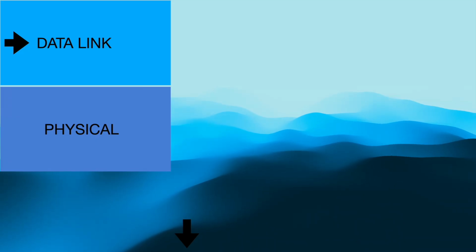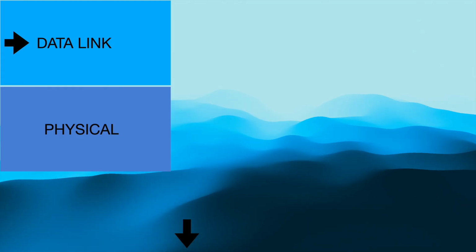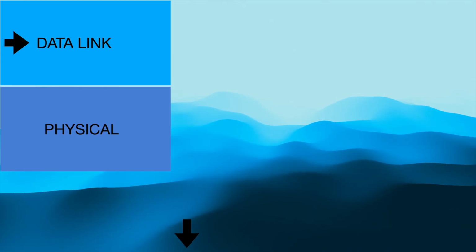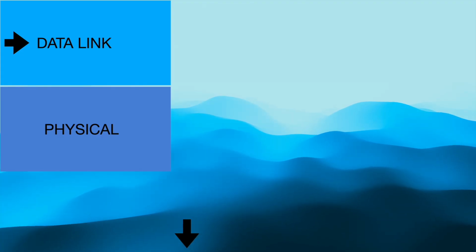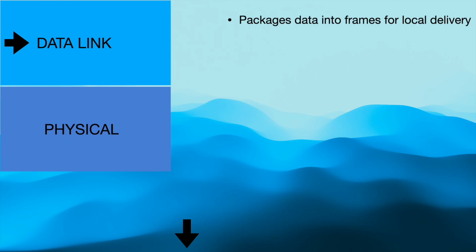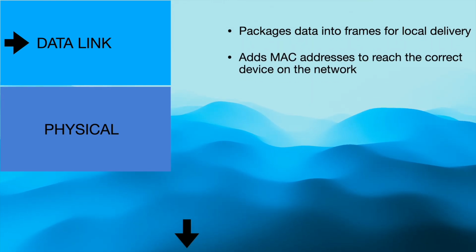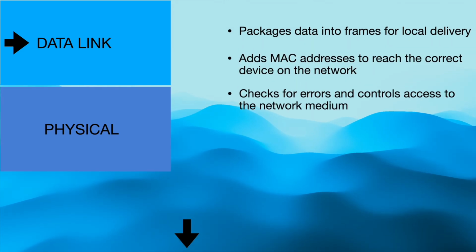And then the data gets passed down to the data link layer. This is where the data gets turned into frames and gets a MAC address for local delivery. It adds a new source and destination MAC address and prepares to deliver the data within the local network, maybe to the next router or switch.